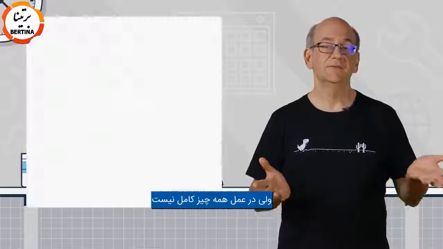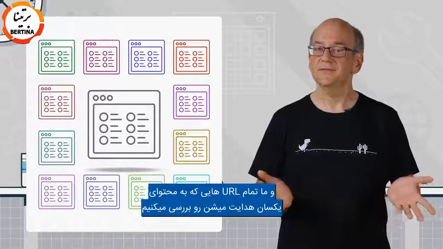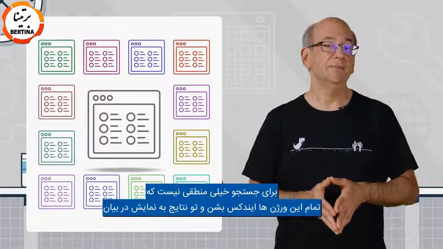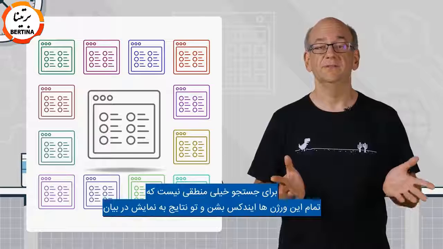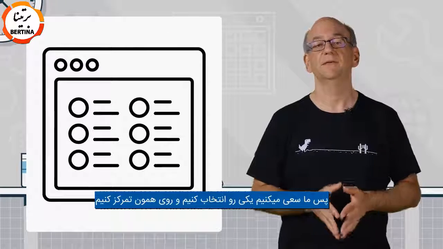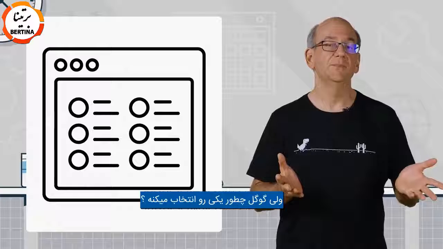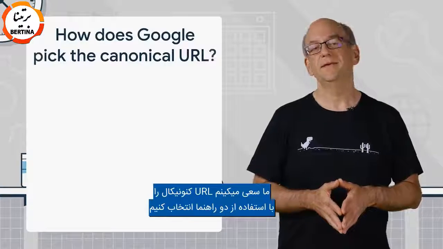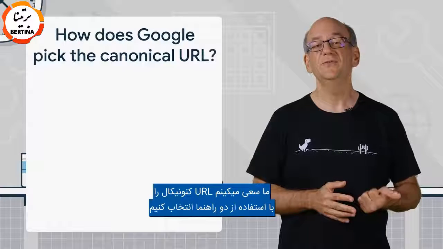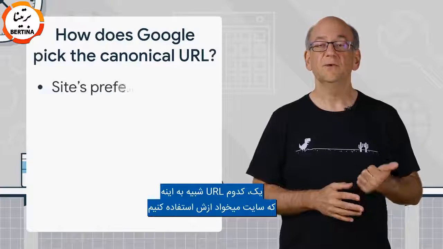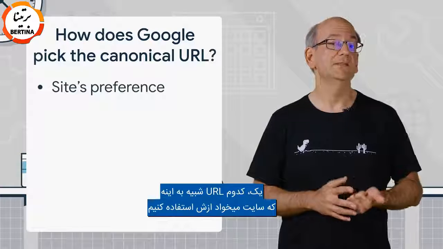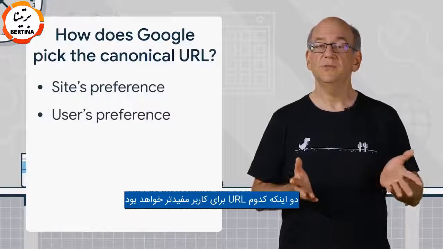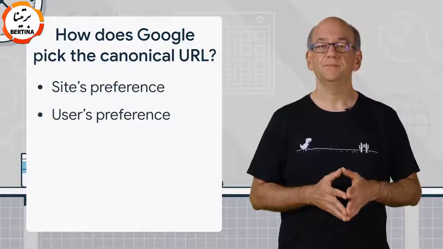In practice, life is rarely perfect, and we discover all sorts of URLs leading to the same content. For search, it doesn't make much sense to index and show all of these versions, so we try to pick one and focus on that. But how does Google pick the chosen one, the canonical URL? We try to pick the canonical URL by following two general guidelines. First, which URL does it look like the site wants us to use? So what's the site's preference? And secondly, which URL would be more useful for the user?